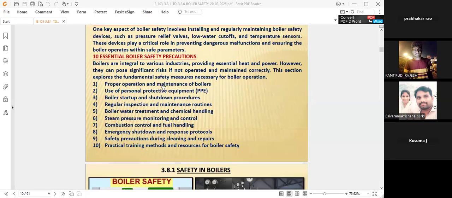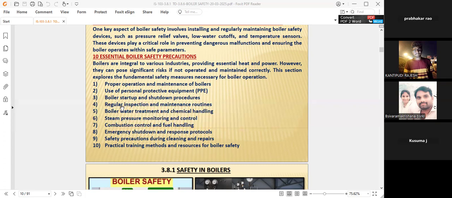One is proper operation and maintenance of the boiler. Be well aware of this. Use of personal protective equipment, that's PPE, by all the workforce involved in boiler safety. The boiler startup and shutdown procedure should be displayed and available to the workforce in a convenient place, truly available, not at a far distance.